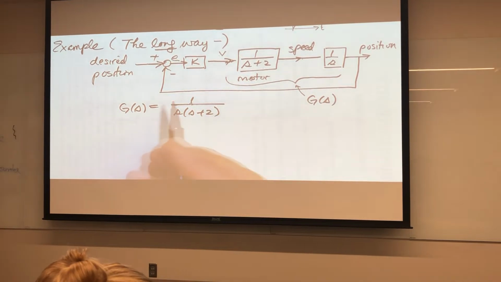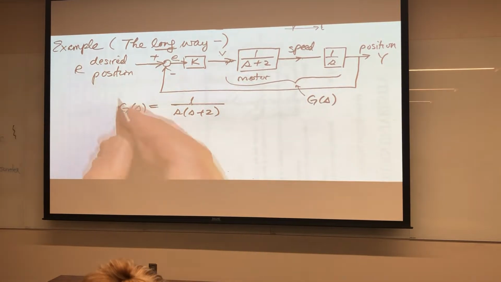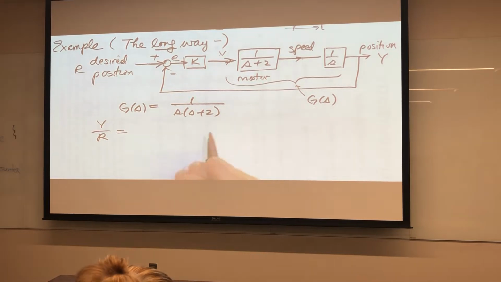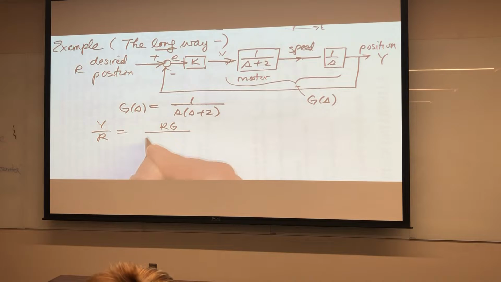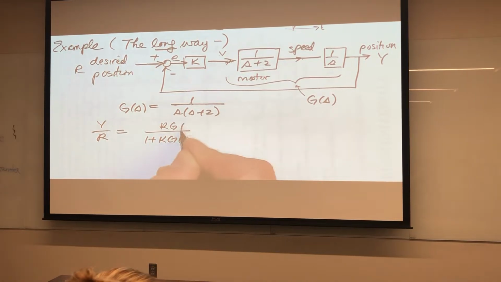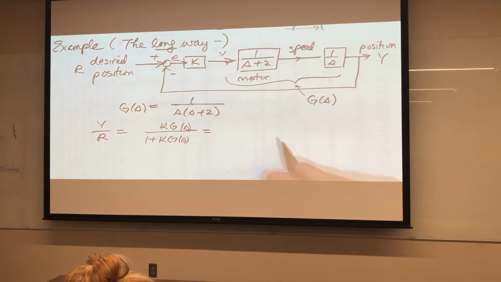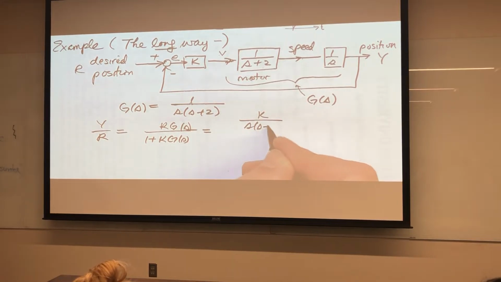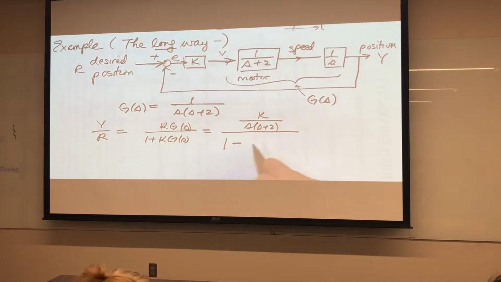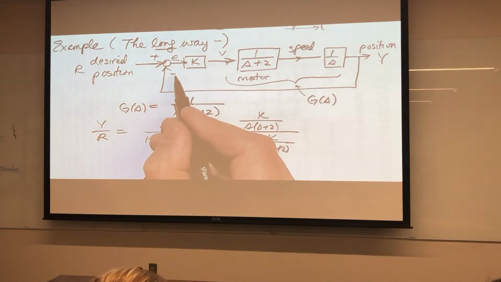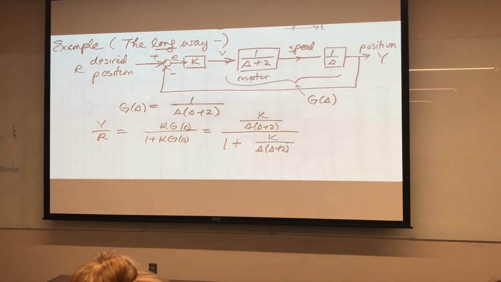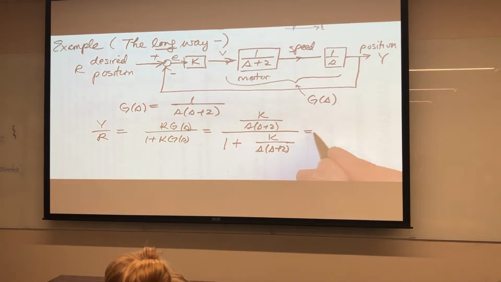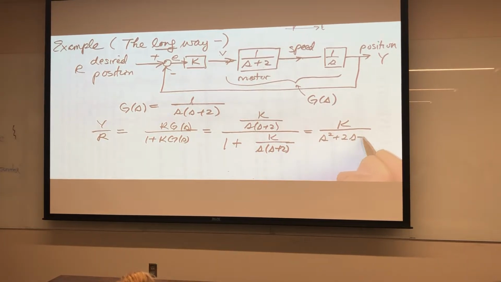And let's calculate this thing. Let's call this Y and call this R. Y over R is going to be K times G over 1 plus KG. So we have K over S plus 2. On the bottom, I have 1 minus K over S plus 2. But the loop gain has a minus sign, so that minus sign cancels out this minus sign, turns it into a plus sign. And then I multiply top and bottom by S plus 2. And I get K over S squared plus 2S plus K.